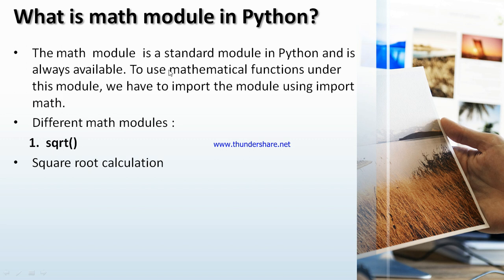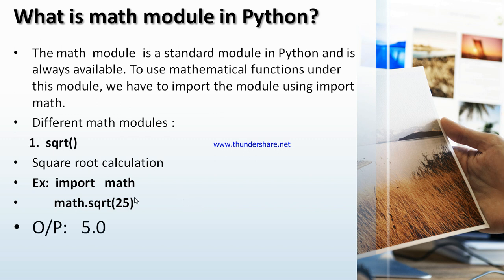So what is the math module? It's a standard module that is used to print mathematical values accurately. If you want to use square root, you type import math, then math.sqrt of a number. For example, the square root of 25 is 5, and it will print 5.0 by default.